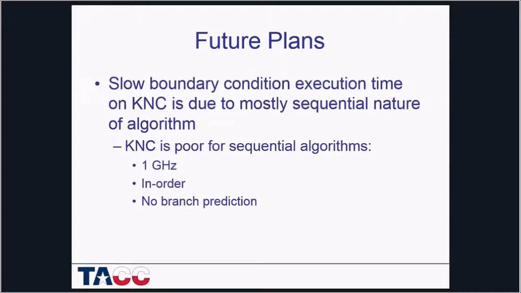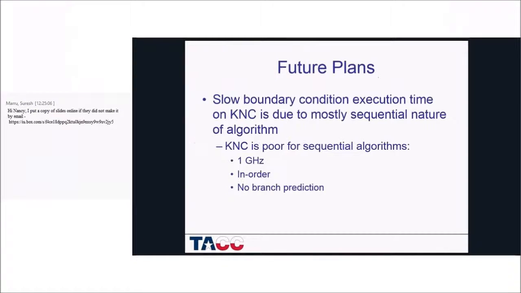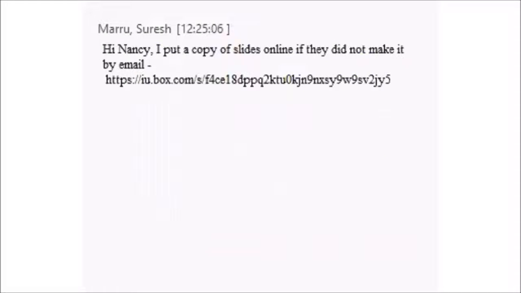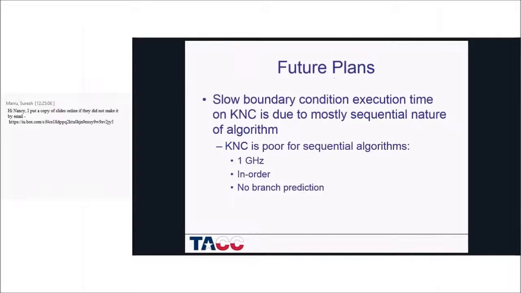Unfortunately, KNC's sequential performance is quite poor, mainly because you have very slow 1 gigahertz cores. Each of these cores is very lightweight, so it's all in-order execution. There's no branch prediction. There's no way to have the hardware perform any sort of instruction level parallelism to reorder instructions so that memory accesses that are causing stalls are waiting in the queue while other instructions execute.